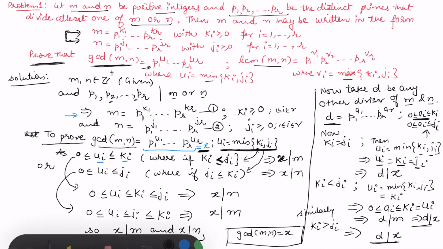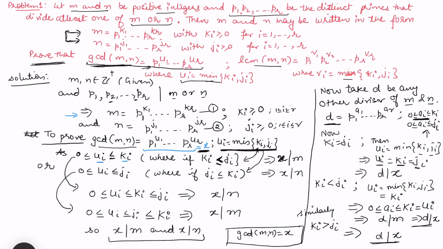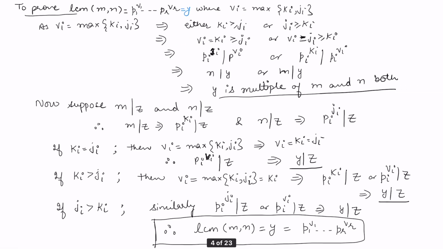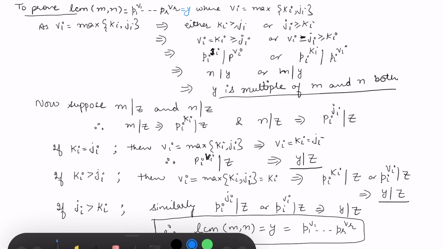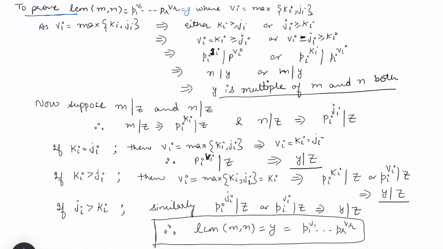So this whole means that we have proved our first case, which shows that GCD of this quantity is equal to this, where ui is equal to the minimum of this case. Now let us show the next case, which is based on the LCM. So let's take in this case. Now here I have already written the proof for that LCM, and let's see how we prove it. We want to prove this LCM where Vi is the maximum of this.